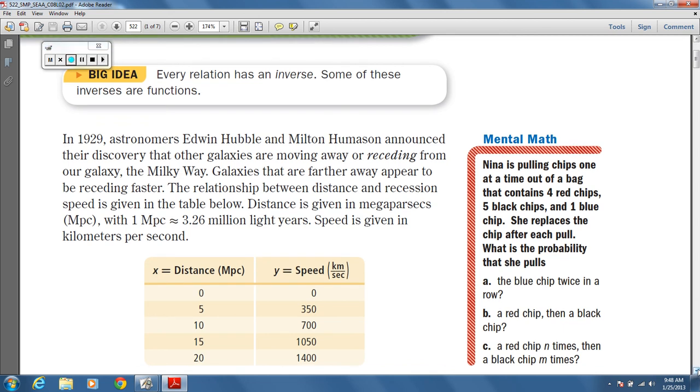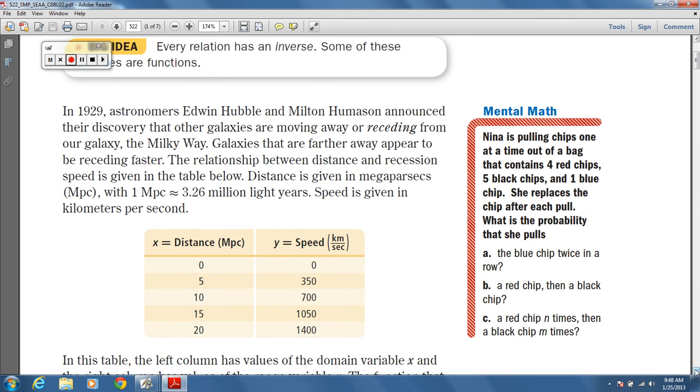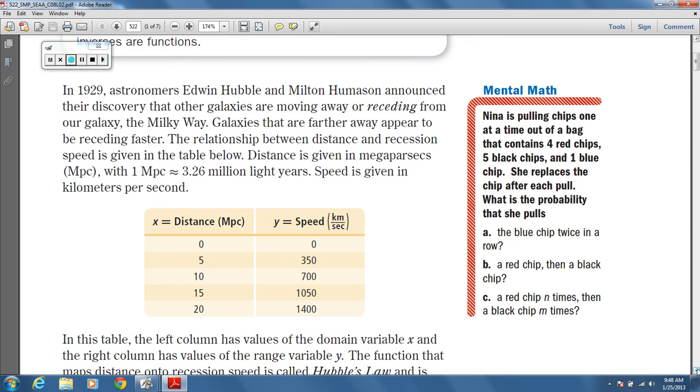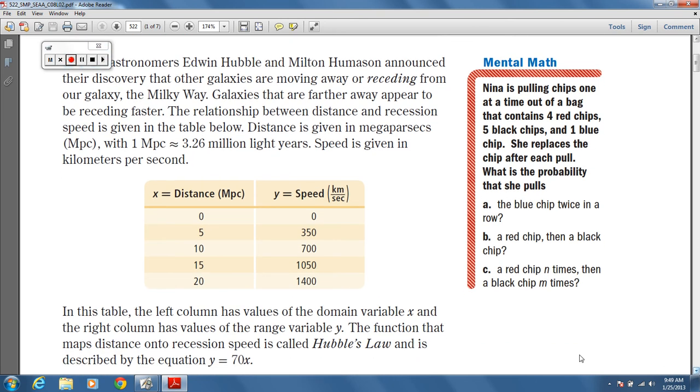So in a nutshell, our galaxies are moving away from each other, and this is the speed. I would guess that sometimes distance is easier to measure, and sometimes speed is. In this table, the left column has values of the domain x, and the right column has values of the range variable y. The function that maps distance onto recession speed is called Hubble's law, and it is this equation. So they know this relationship, and this is the equation for Hubble's law.